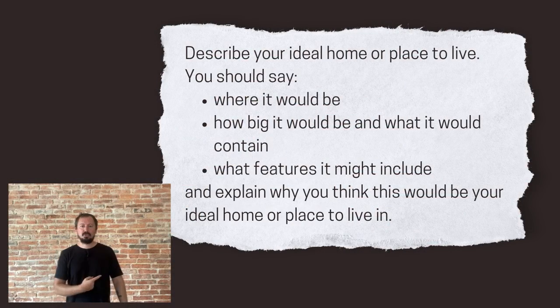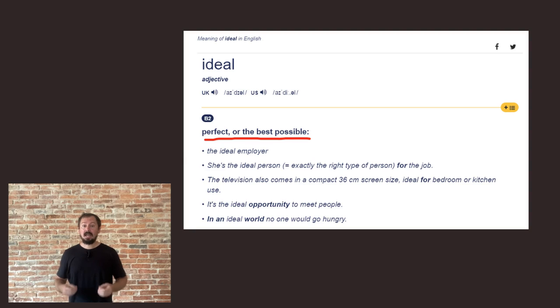So here is the cue card that we'll examine today. The most important thing about this cue card is the word ideal. You would really need to understand this in order to answer it properly. Now, according to the Cambridge Dictionary, ideal means something perfect or the best possible.